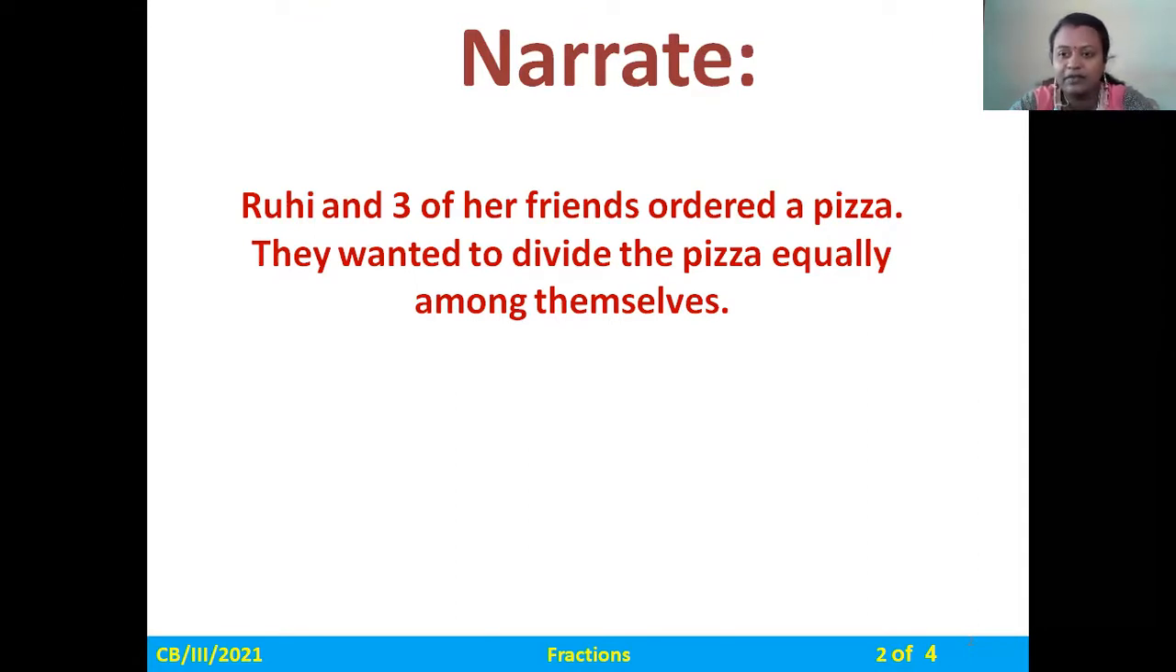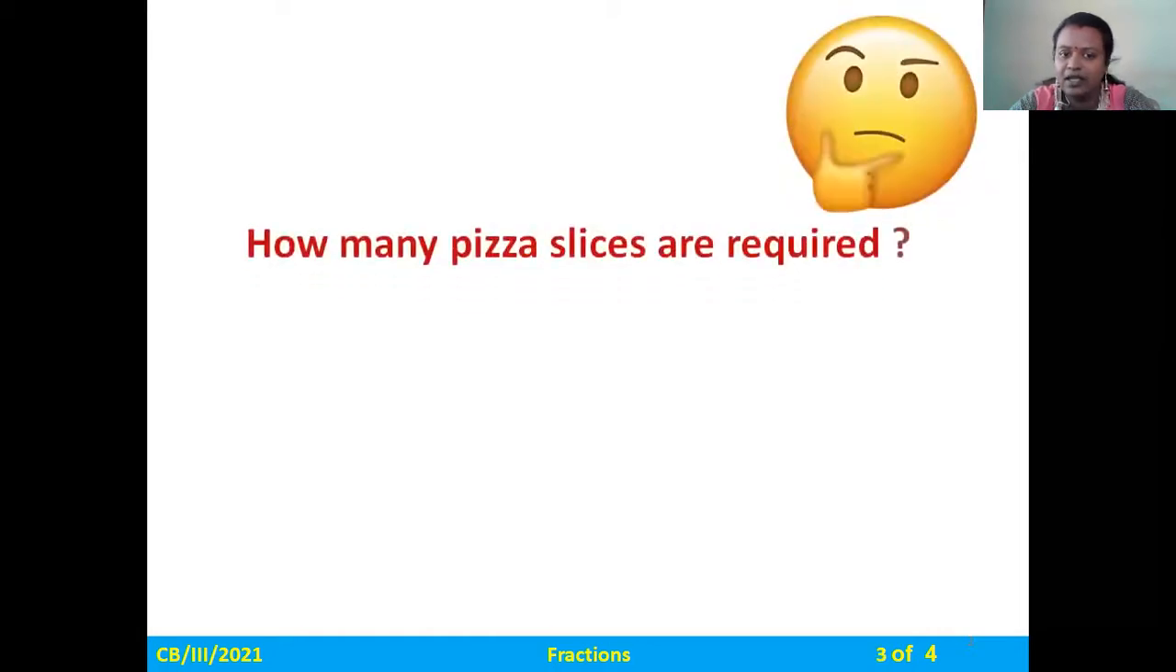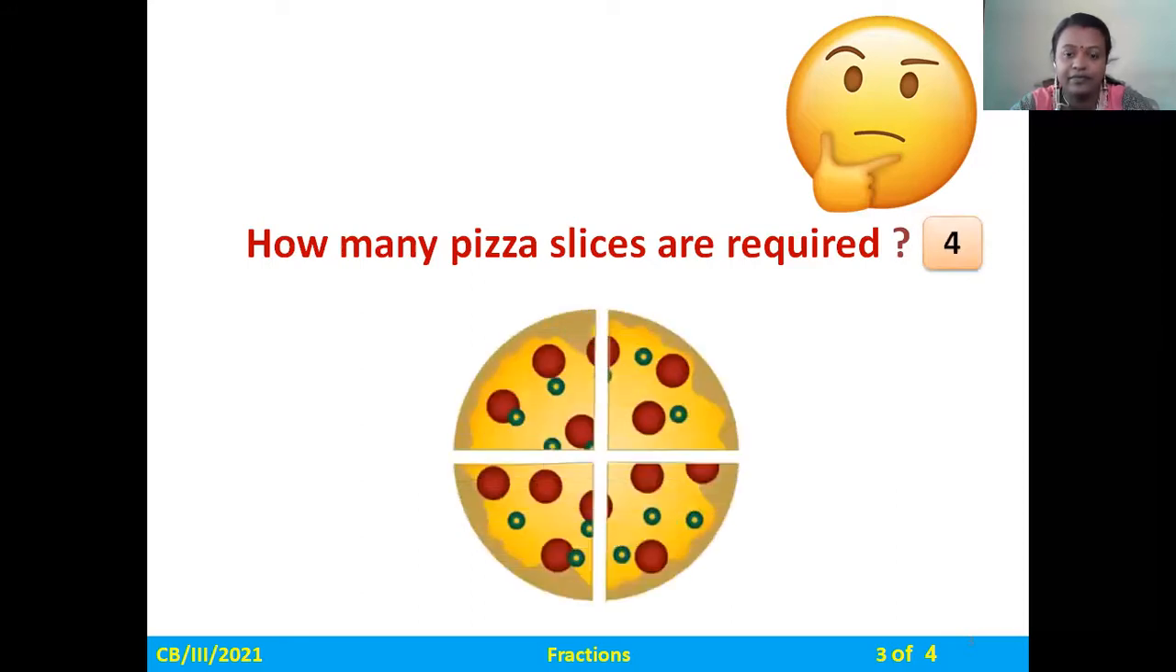You may come across this whenever a pizza is ordered: the slices are made accordingly in equal parts and then we enjoy munching over the pizza. Is it not? Yes. So here, let's go ahead. How many pizza slices are required so each of them gets equally? Now here, we don't have the number. So definitely, one pizza we need to divide in 4 equal parts. That is exactly as shown here.